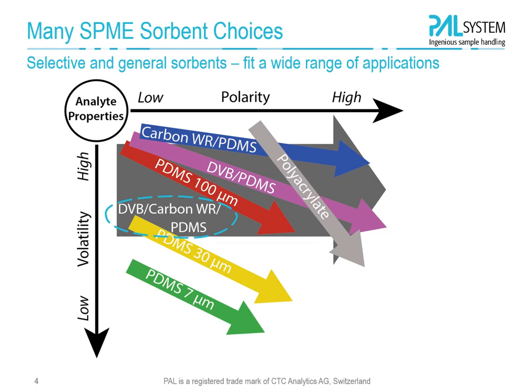The big gray arrow in the back is of particular importance. We call it the triple phase. The coating is with DVB, a porous carbon material, and again PDMS. This coating is very popular to cover a wide range of analytes with different polarity and mid to high volatility in one method. We will see this type of mixed sorbent material again with the off-flavor application.